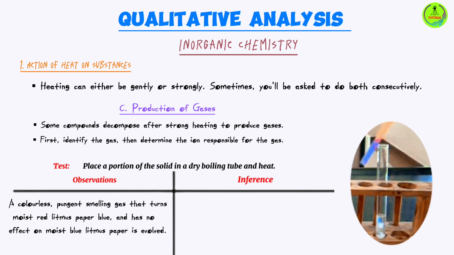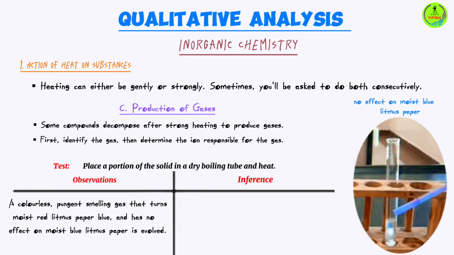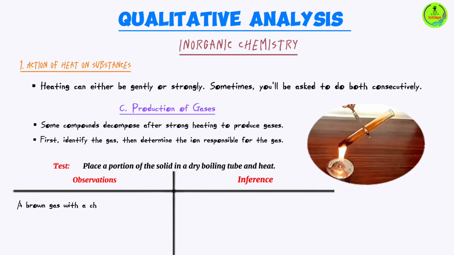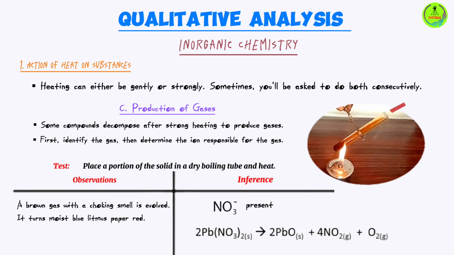My dear students, in our syllabus, there is no other basic gas apart from ammonia. So that means this gas that is being produced is ammonia. So what is your inference going to be? Ammonium ions are present. Now, if you get a brown gas that has a choking, irritating smell, that is no other than nitrogen 4 oxide. Now, this is going to be a gas that turns moist blue litmus paper red. Why? Because it's acidic. So how are you going to write your inference? Nitrate ions are present. Why? Because if you have a nitrate, the nitrate of moderately reactive metals decompose, leading to the formation of nitrogen 4 oxide and, as stated before, oxygen gas.